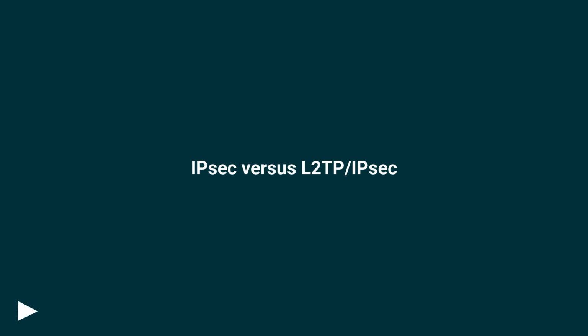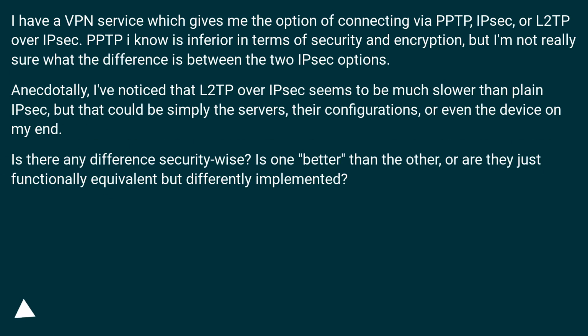IPsec versus L2TP/IPsec. I have a VPN service which gives me the option of connecting via PPTP, IPsec, or L2TP over IPsec. PPTP I know is inferior in terms of security and encryption, but I'm not really sure what the difference is between the two IPsec options.